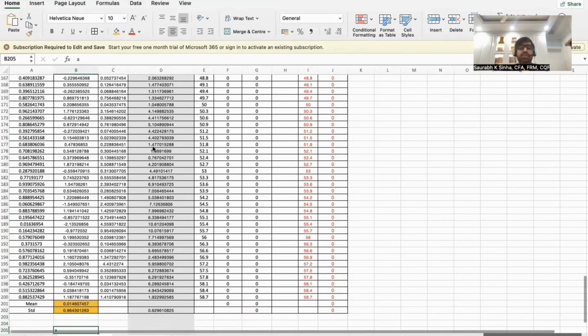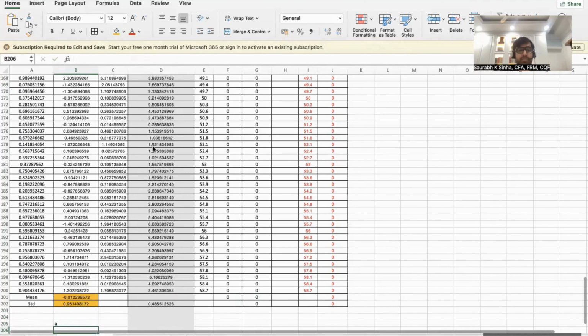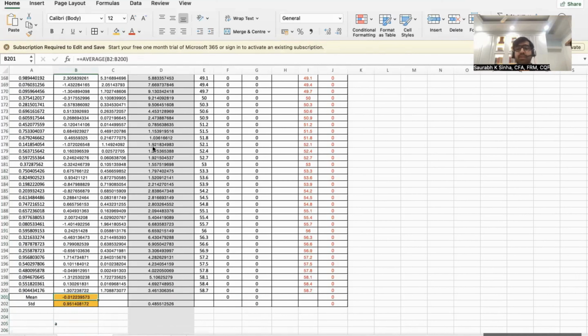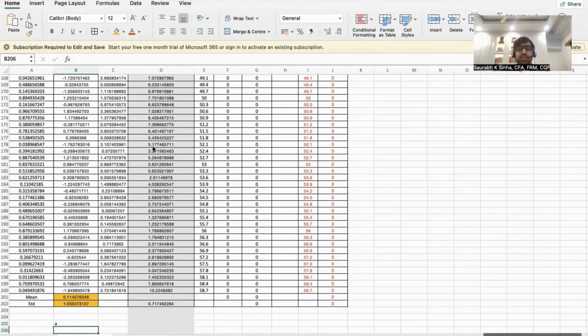Similarly, if you change the random number, see the mean is now negative and the standard deviation is now 0.95. Let's change it again. See, the standard deviation has increased and the mean has become positive. On an average, if you keep on taking such random numbers, or if you increase the sample size from 199 to 100,000, then the mean will become 0 and the standard deviation will become exactly equal to 1.